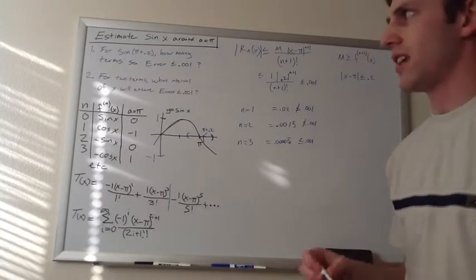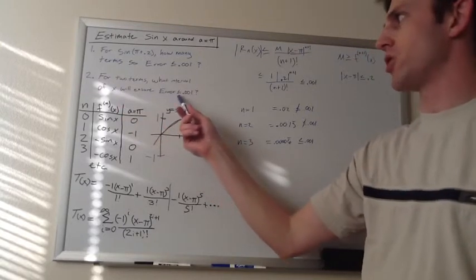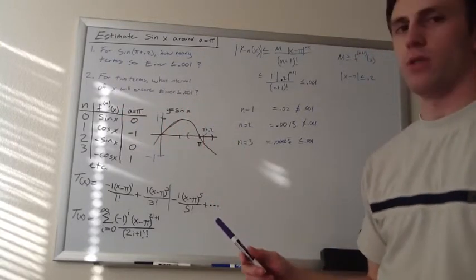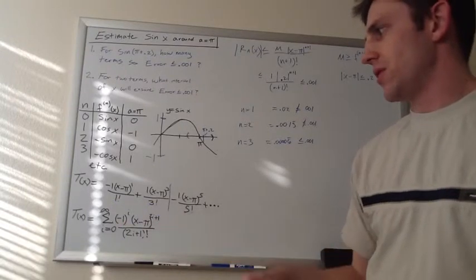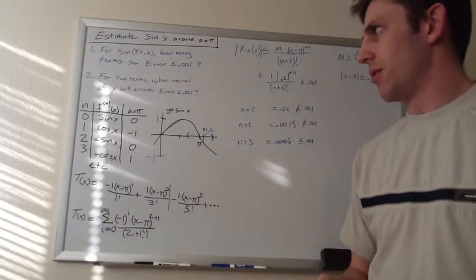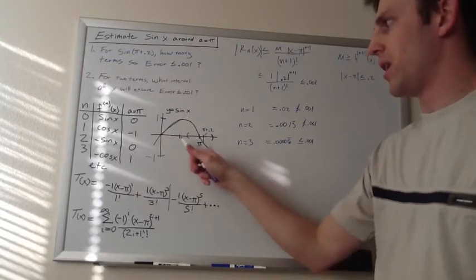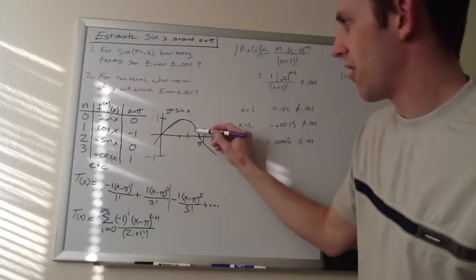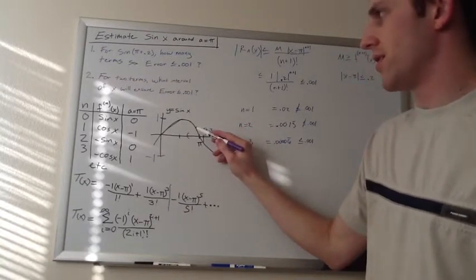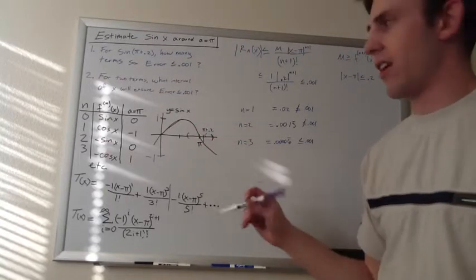Okay, now I'll answer the second question, which is, for using two terms, what interval of x will ensure that that error is less than 0.001? So for those first two terms, I would like to know how far around pi could I move and still make sure that the error I have between sine and my approximating function is still smaller than this value.